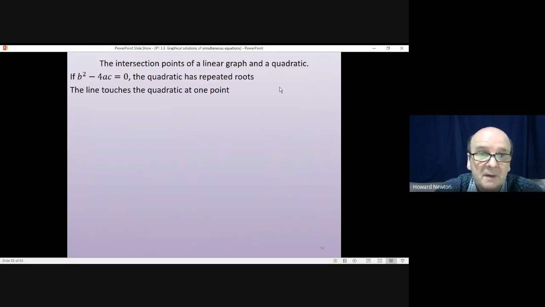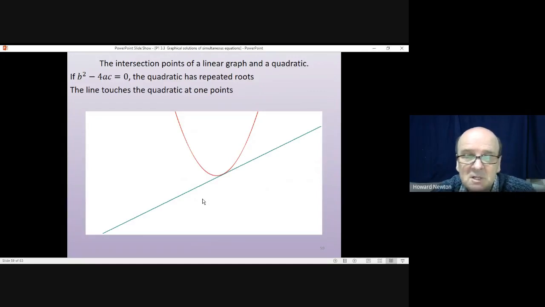What happens if the discriminant is equal to 0? Well, for a normal quadratic, if b squared minus 4ac equals 0, that means the quadratic has got repeated roots, and the curve would touch the x-axis just at 1 point. What it means for us is that the line will touch the quadratic at 1 point, and you'll have something that looks like that. So if the quadratic that we create has a discriminant equal to 0, the original quadratic will just touch the line at one single point, like that.